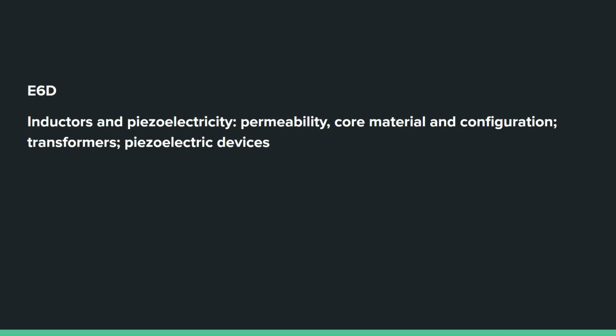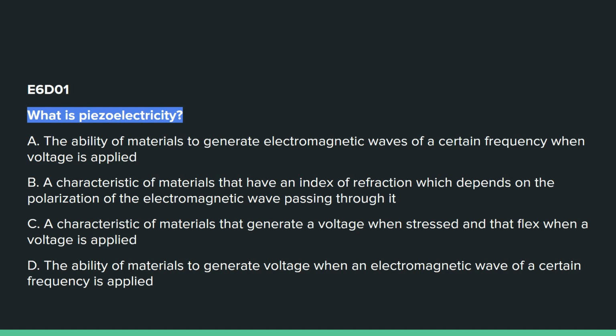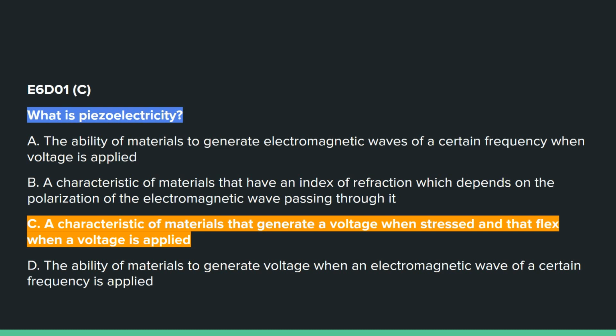E6D covers inductors and piezoelectric, permeability, core materials and configuration, transformers, piezoelectric devices. E6D01, what is piezoelectricity? C, a characteristic of materials that generate a voltage when stressed and that flex when a voltage is applied.